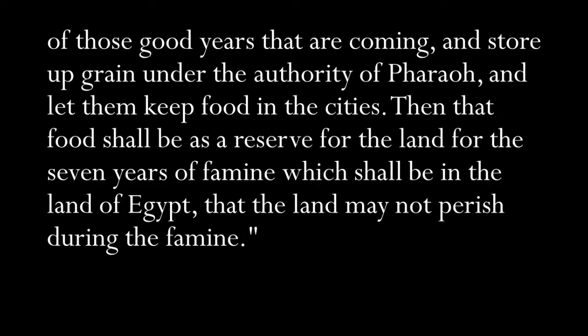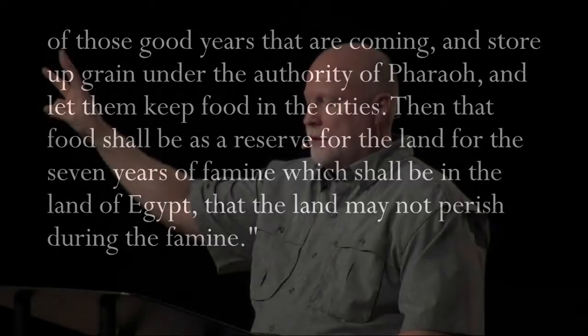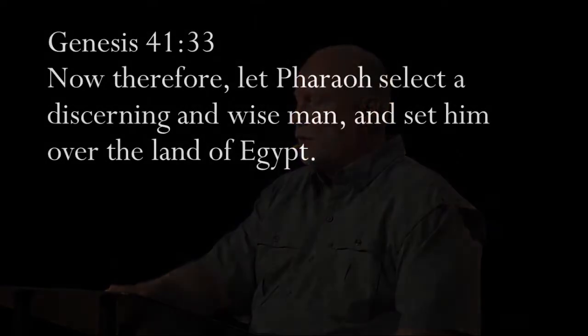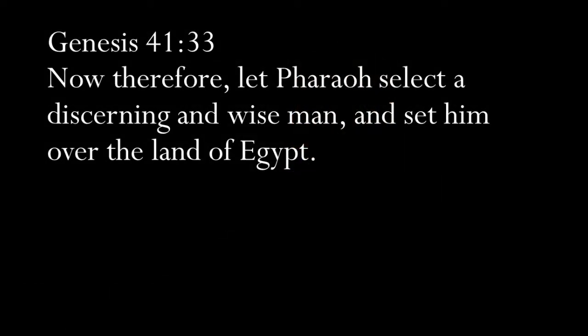Now, you might not have picked this up, but Joseph made 3 recommendations. The first one is found in verse 33. Now, therefore, let Pharaoh select a discerning and wise man and set him over the land of Egypt. In other words, you need to choose one man to be in charge over all of Egypt. And all the activities of the state need to be under his control. All activities, everything, one man. You make him your steward, and he'll be in charge.